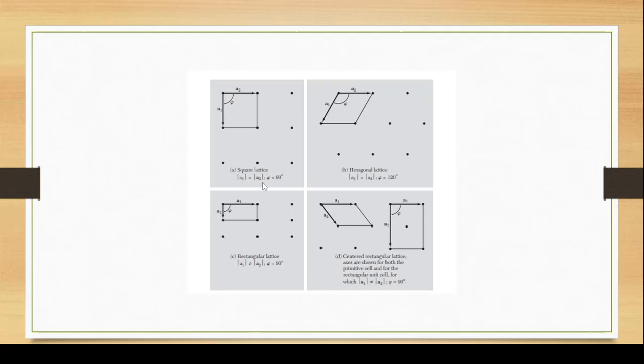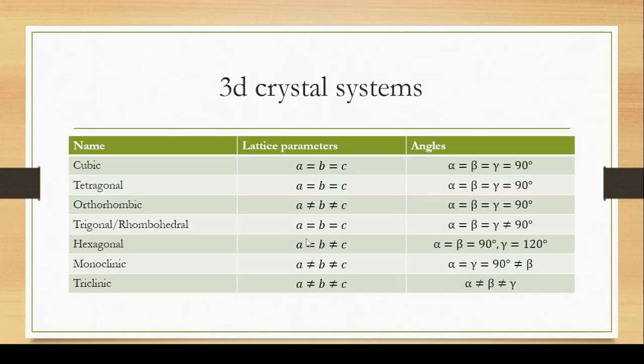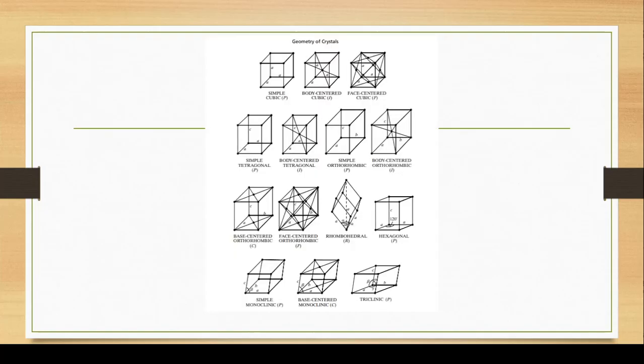And as you can see here with the square, the lengths are the same, and we have the angle, which is phi, that is 90 degrees. And here it's 120, and so on and so forth. This is in 3 dimensions, and in 3 dimensions we have 7. As you can see, with our lattice parameters here, which are A, B, and C, and with our angles, which are alpha, beta, gamma, and with these crystal systems, we have 7 of them. That means we have 14 Bravais lattices instead.